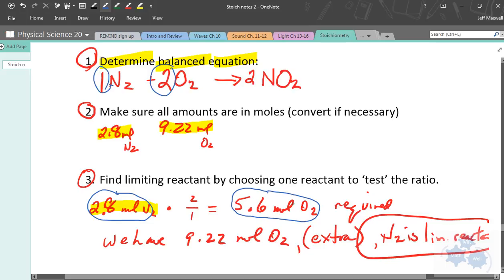So that's what you do. You test. And then you ask yourself, do I have at least 5.6 moles of oxygen? Do I have more than that or less than that? And you'd answer yourself and you'd say, hey, I have 9.22 moles. I have way more than 5.6. So that means I have extra oxygen available. If you have extra oxygen available, then the nitrogen is going to get used up first.